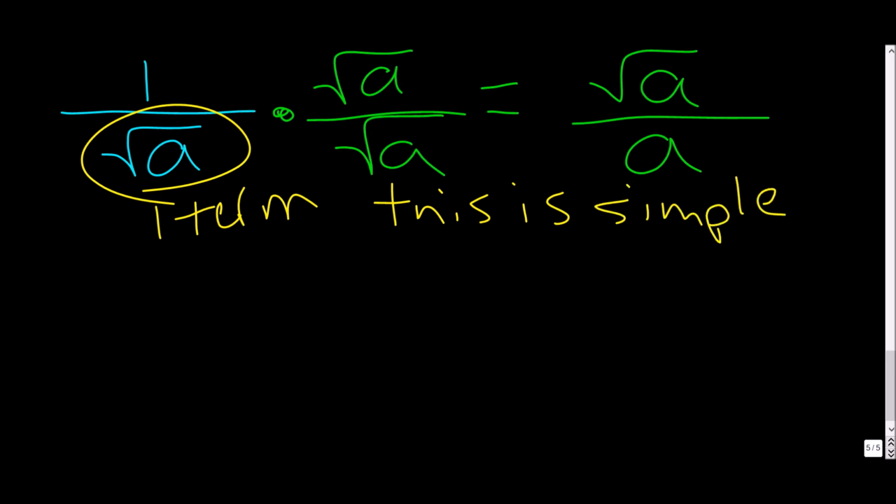Now what happens if it's not a single term? Let's say we have 1 over the square root of a minus 2. Oh no, right? What do we do now? Well, if we try to multiply by the square root of a, it's not going to work. We're going to end up messing things up even worse, because the square root of a will have to attach to the negative 2 as well.